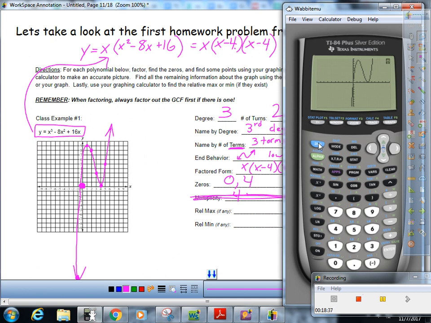How are we going to find this thing right here? We are going to calculate. What are we going to calculate? The max, 4. And we get to the left of it and hit enter, and then we get to the right of it and hit enter. And then it says, would you like for me to take a guess? You're darn right I do. And that is 1.3 repeating, comma, 9.5.